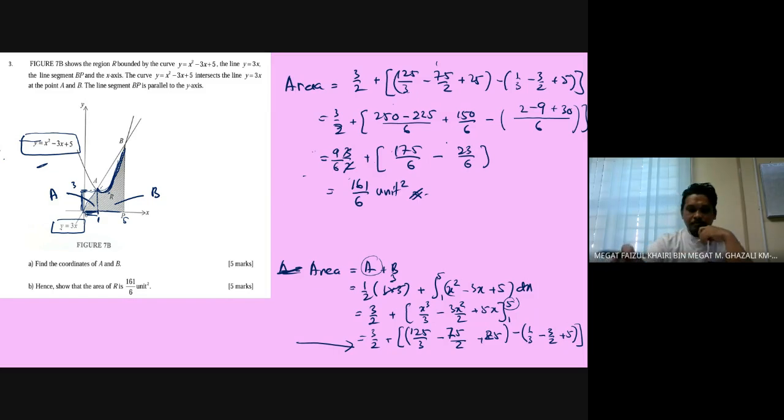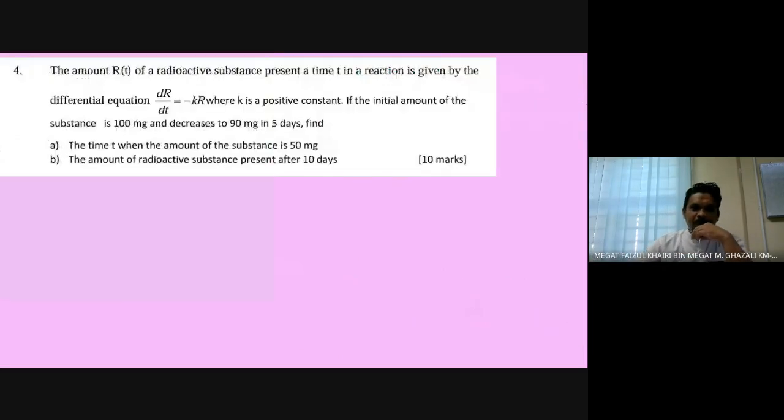There you go. Next, the amount of R, a radioactive substance, present at time t is given by this differential equation. As we know, a radioactive substance has a half-life, which means it decays. So that's why we have the negative here. If the initial amount of substance is 100 milligrams and it decreases to 90 milligrams in 5 days, so dR/dt equal to negative kR.